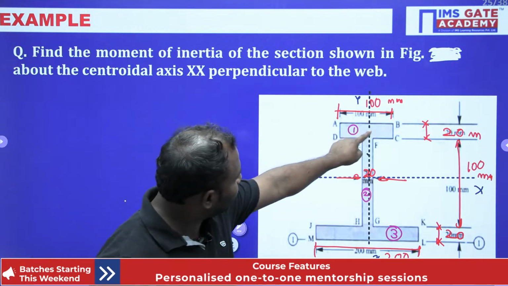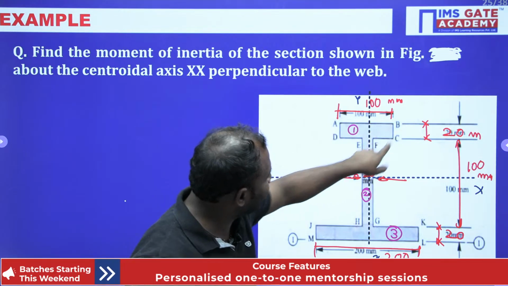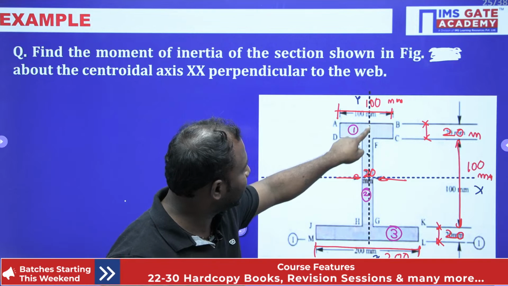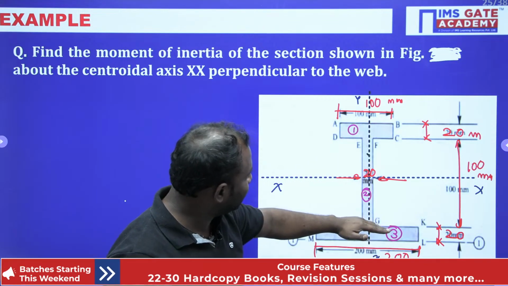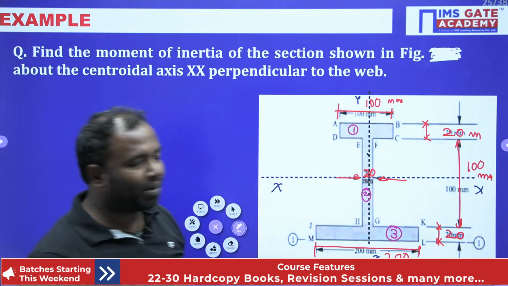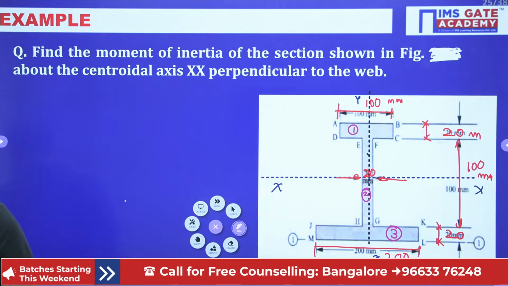Now, what is the centroidal of this first part? Obviously, it is going to be at the center. That is, from the bottom it is 10, then 20 plus 100 is 120, plus 10. How much is it? 130. Yes, guys, 130, isn't it?